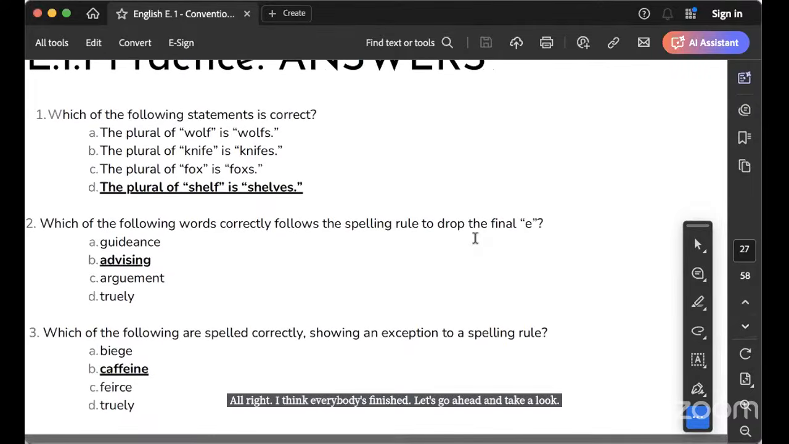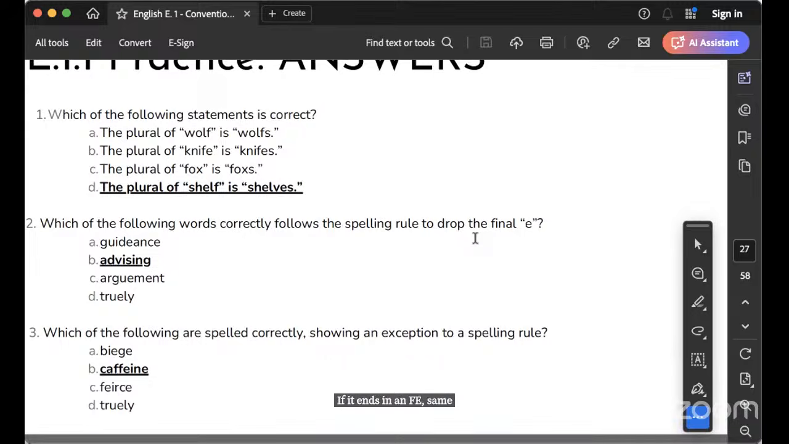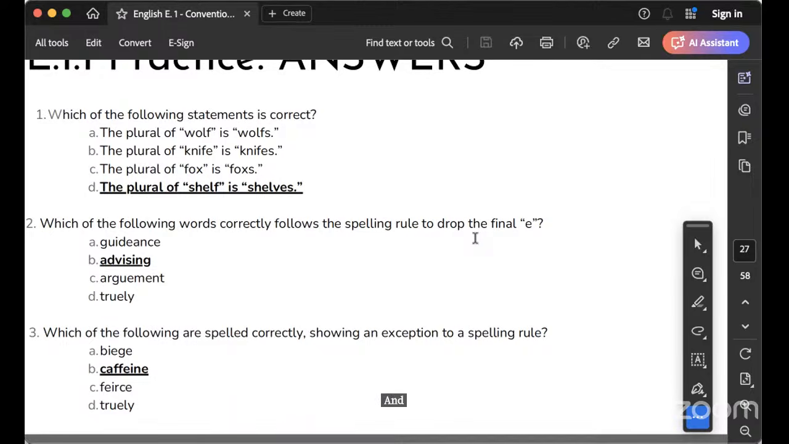So for number 1, which of the following statements is correct? That one is D. Remember, if it ends in an F, it's going to change when plural to VES at the end. If it ends in an FE, same thing, it should be VES. If it ends in an X, it should be XES. And, well, shelf, it ends in the F.